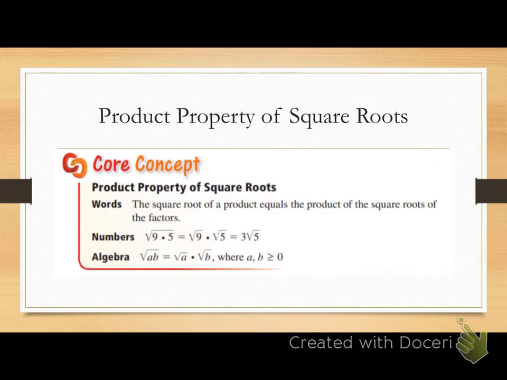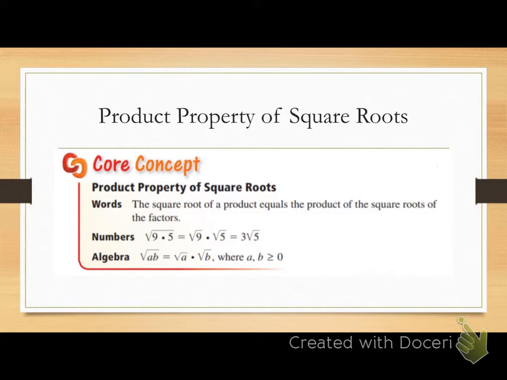In words, the square root of a product equals the product of the square roots of the factors. So if I have a product under a radical, everyone agrees that 9 times 5 is a product. It's a multiplication problem. If I have a product under a radical, I can split each factor under its own radical and multiply those together. Does everyone see how we did that? I have 9 and 5 under the radical being multiplied. So I can put 9 under its own radical, put 5 under its own radical, and still multiply.